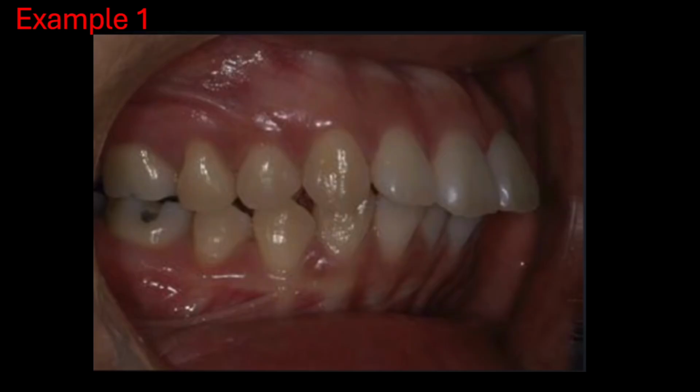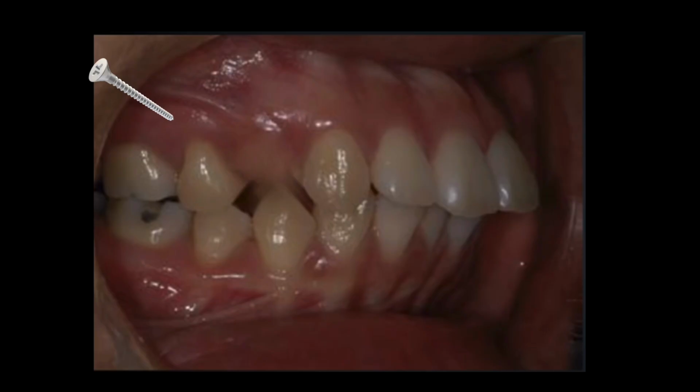In example 1, extraction of tooth number 4 and putting a low miniscrew between tooth number 5 and number 6, and also using a full-sized archwire. How can we predict the movement of the teeth in this scenario?